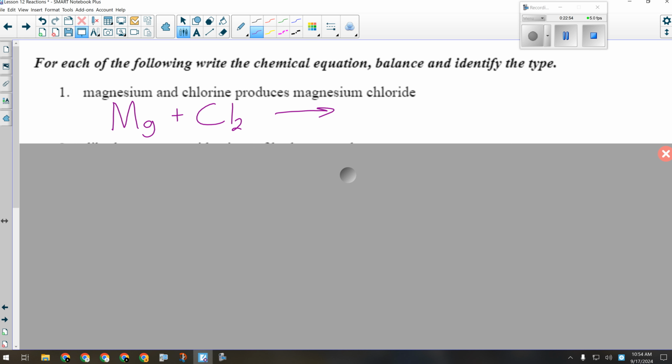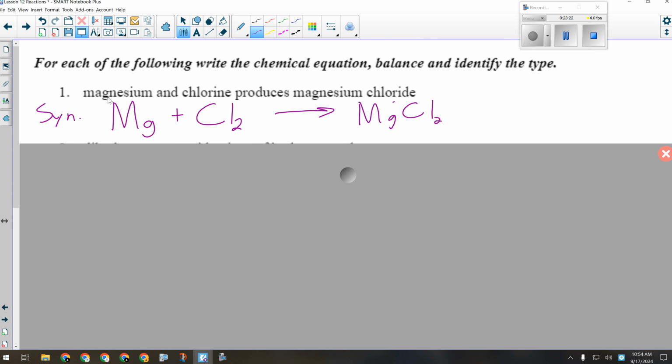Okay, and it's going to produce magnesium chloride, so Mg and Cl now together in a compound. What kind of compound is that? What do I have to do with it? Drop and swap it. This is a -1, this is a +2, so I'm going to have MgCl2 for the formula for magnesium chloride. All right. What kind of reaction is that? Synthesis. It's a synthesis reaction.